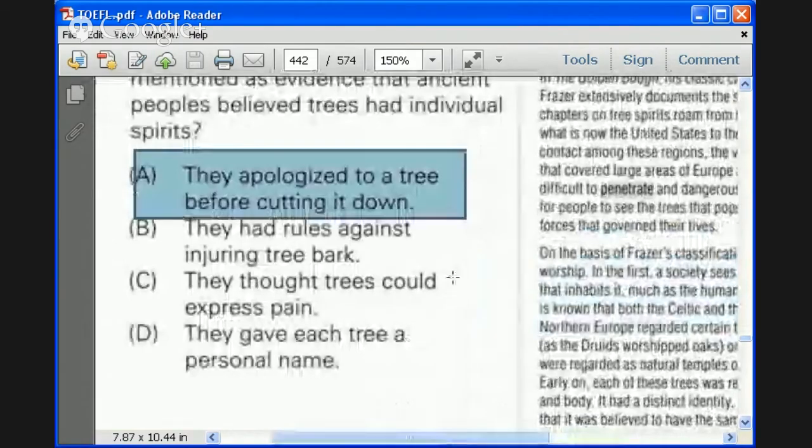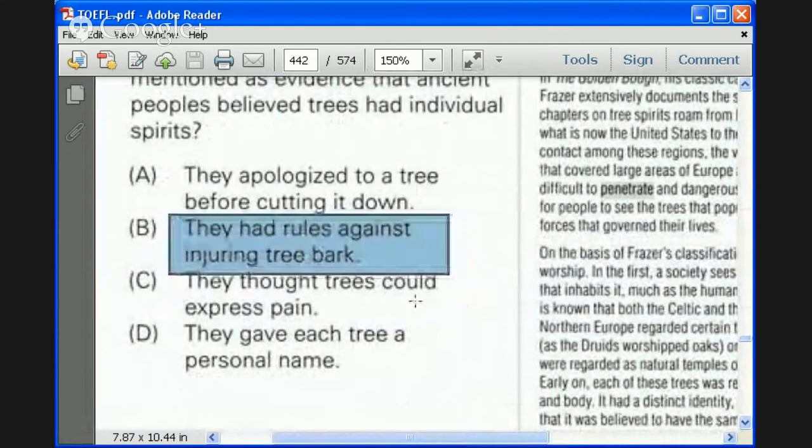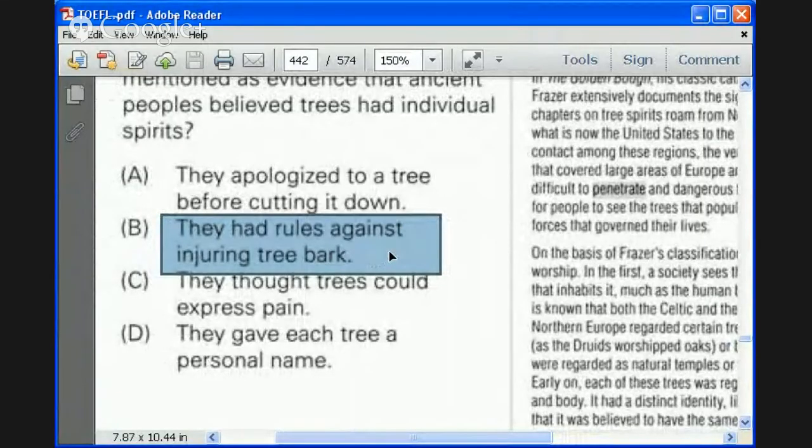That one is in there. I'm looking for what is not in there. Okay, next. They had rules against injuring the tree bark. Well, wait a minute. Didn't we see this already? Yes, sir. When we were looking for the synonym of severely. So we already saw this already. All right. If I'm not 100% sure, I need to double check. But I'm 100% sure. Okay. Great. So now we're down to two.